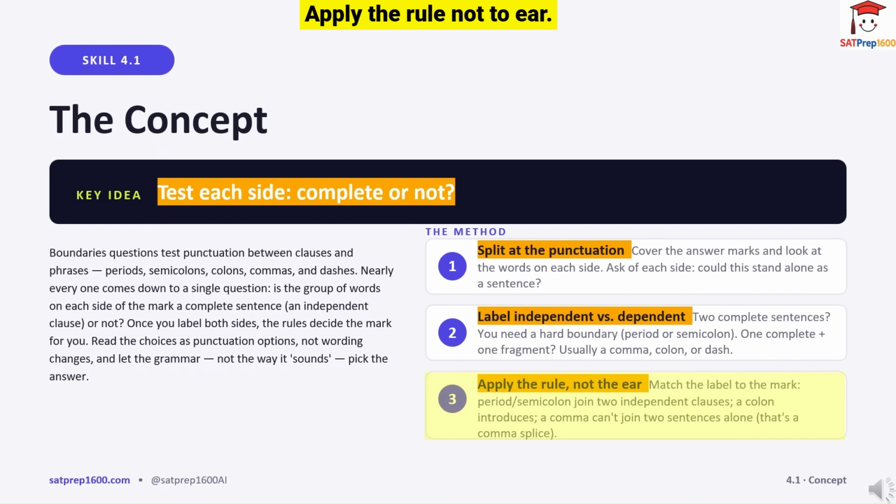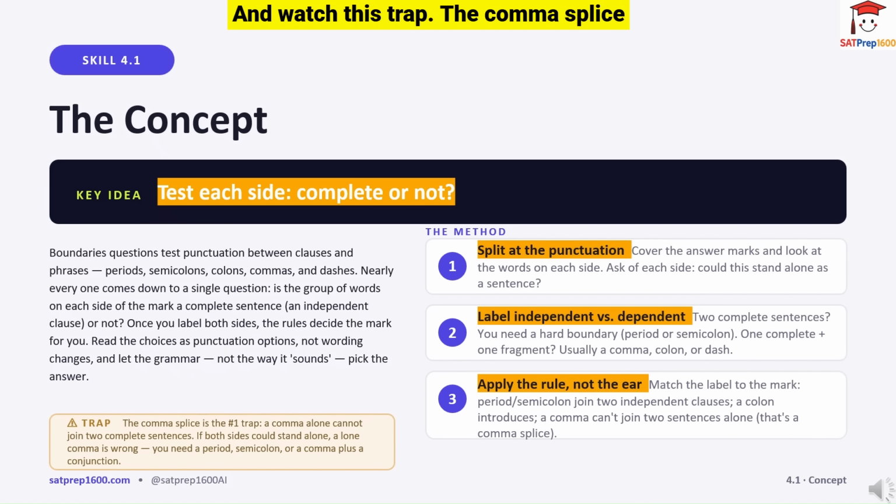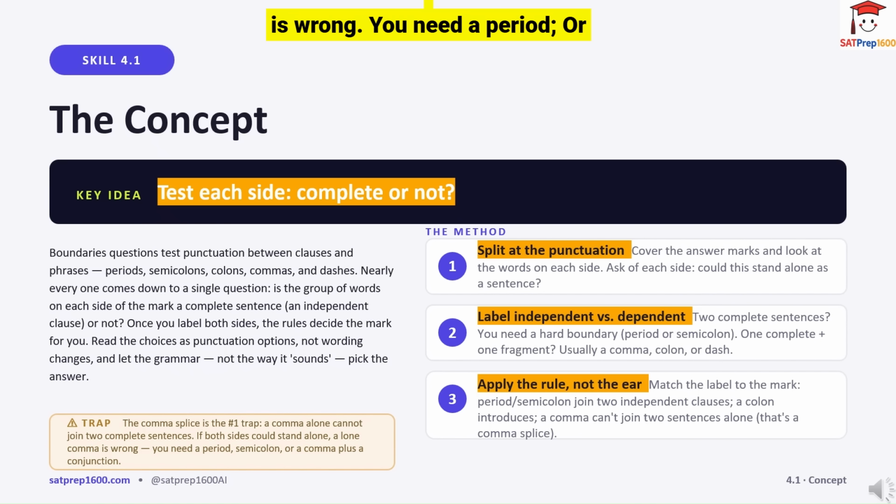Step 3. Apply the rule, not the ear. Match the label to the mark. Period and semicolon join 2 independent clauses. A colon introduces. A comma can't join 2 sentences alone. That's a comma splice. And watch this trap: the comma splice is a number 1 trap. A comma alone cannot join 2 complete sentences. If both sides could stand alone, a lone comma is wrong. You need a period, semicolon, or a comma plus a conjunction.